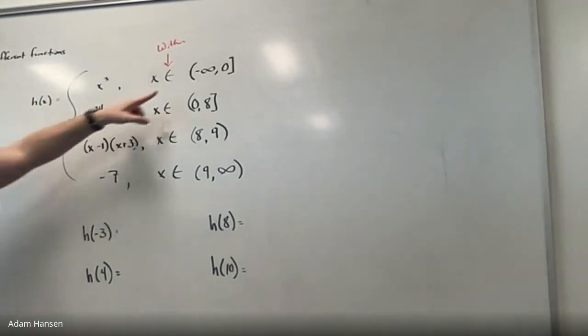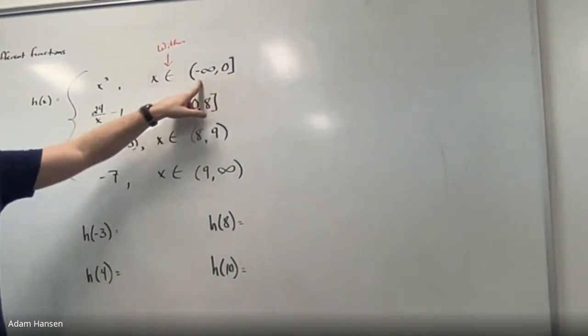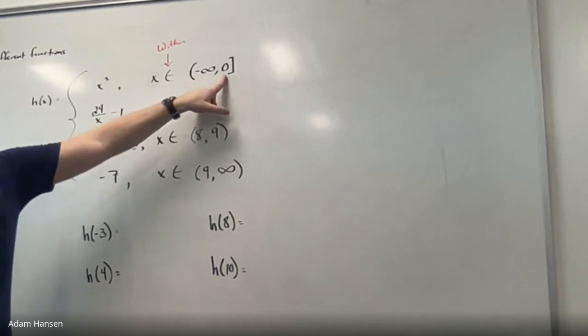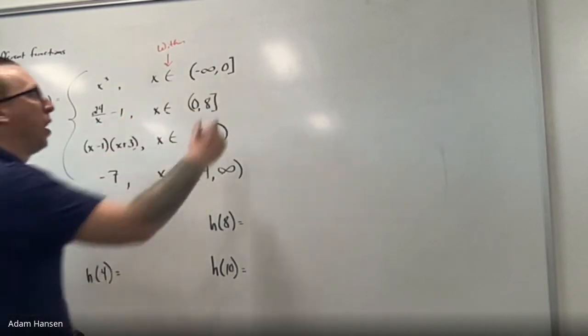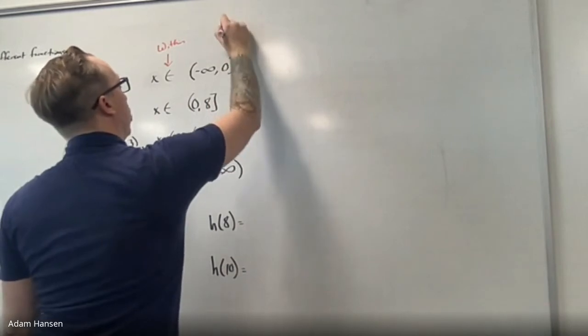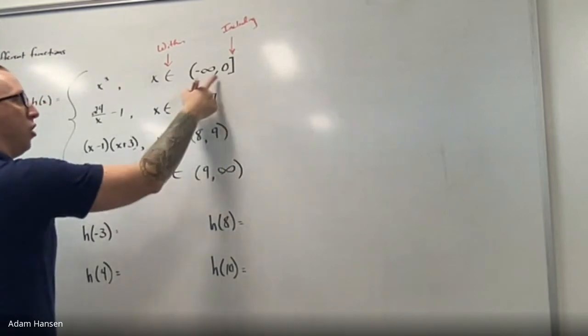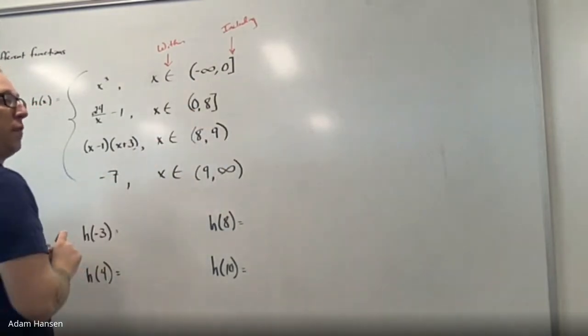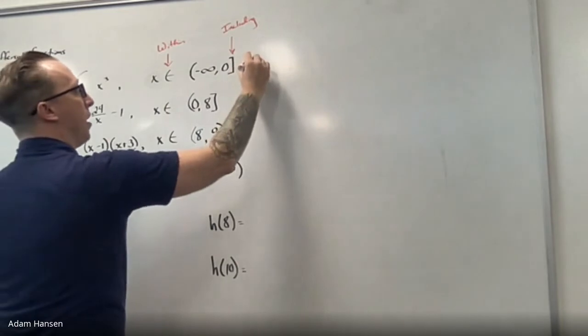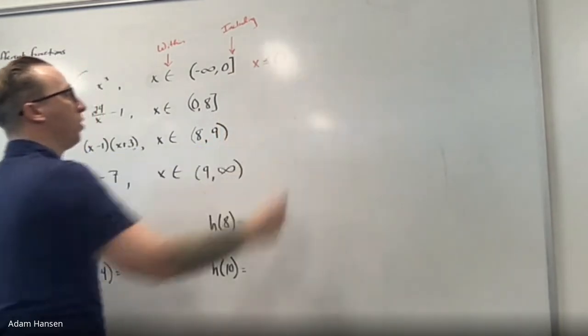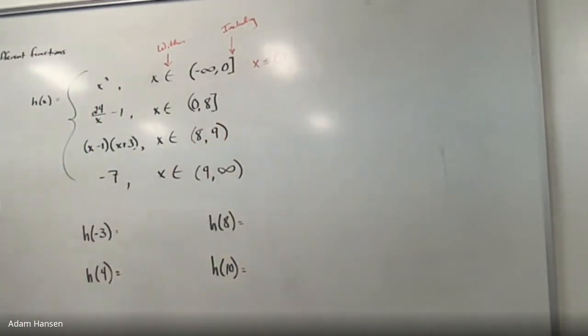Negative infinity to 0. That's negative infinity, as small as you can imagine, up to and including 0. This bracket right here means including that right endpoint. From negative infinity to 0, including 0. If you want to think of it as an inequality, imagine it as x less than or equal to 0. It means the same thing. From negative infinity to 0 means all the numbers that are left of 0 on a number line, all the numbers that are less than 0, including 0.